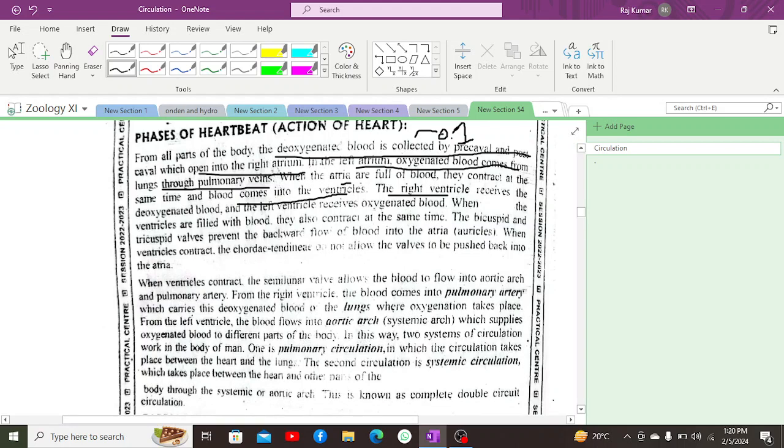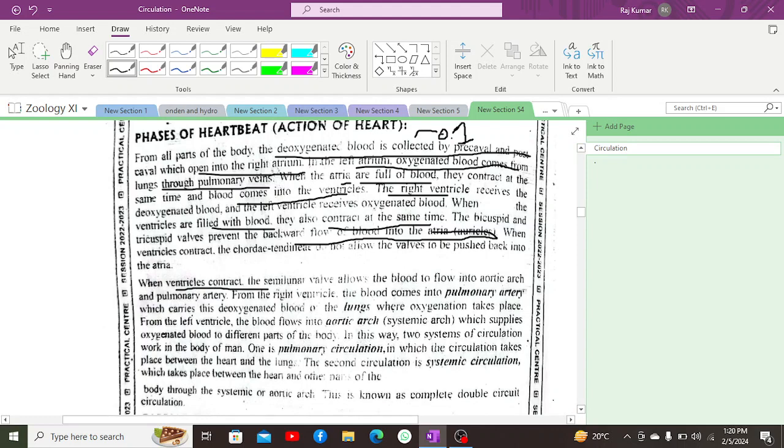And here, when the atria are full of blood, they contract at the same time, and the blood comes into the ventricles. The right ventricle receives the deoxygenated blood, and the left ventricle receives the oxygenated blood. When the ventricles are filled with blood, they also contract at the same time. The bicuspid and tricuspid valves prevent the backward flow of blood into the atria. When the ventricles contract, the chordae tendineae do not allow the valves to be pushed back into the atria.